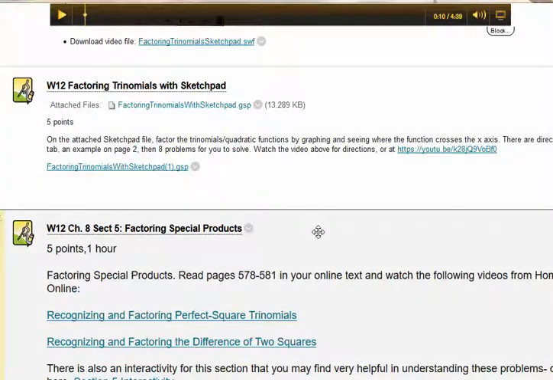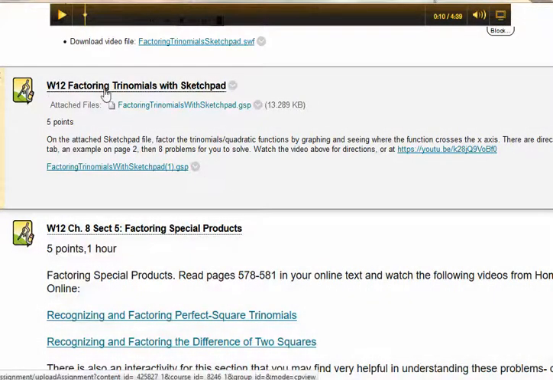Hello, this is Ms. DB, and I wanted to go over how to do this assignment on factoring trinomials with Sketchpad. This is in the Week 12 folder, and so I'm going to click to open Sketchpad.